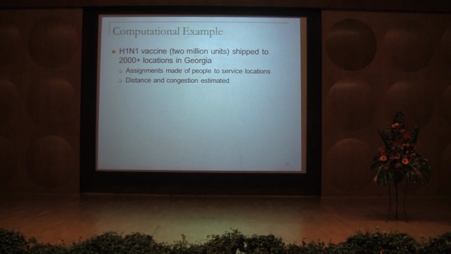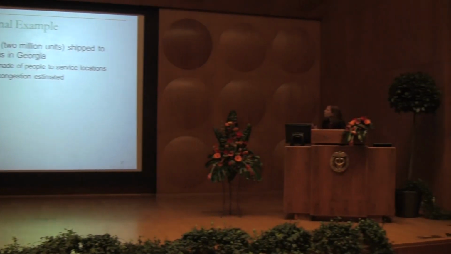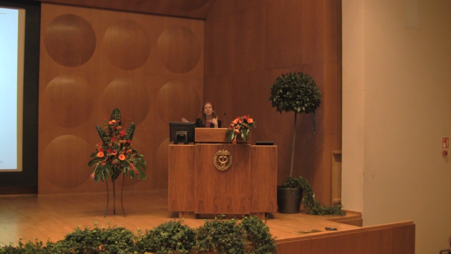The computational example that we present in the thesis applies this theoretical perspective to the H1N1 vaccine campaign in the US. And we specifically focus on data from the state of Georgia, which is in the southeast part of the US, where there were approximately 2 million doses of the vaccine distributed during the shortage period in the fall of 2009. These were shipped to approximately 2,000 different locations in the state of Georgia. We compare the centralized and the decentralized systems depending on the assignments made from a centralized perspective or the choices that individuals make in the decentralized model.